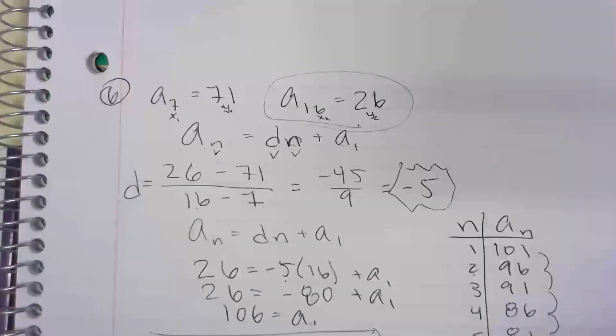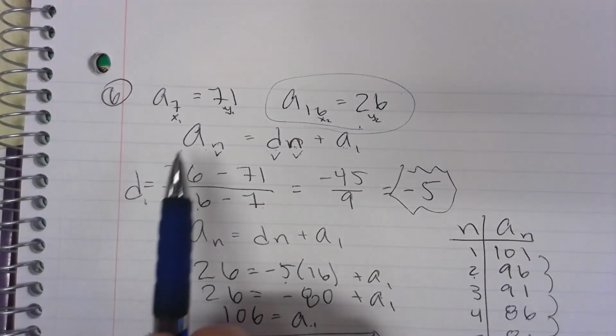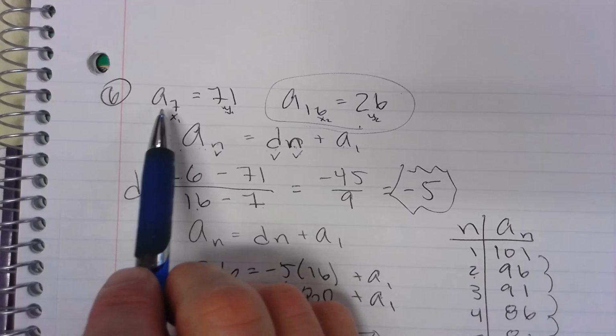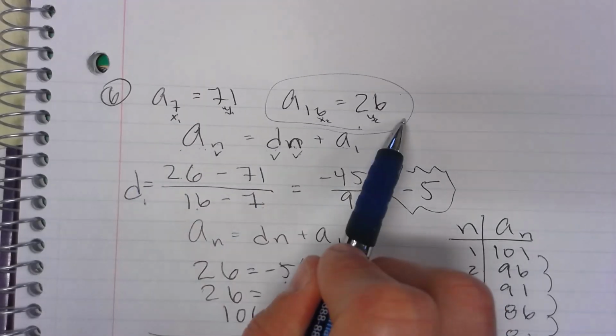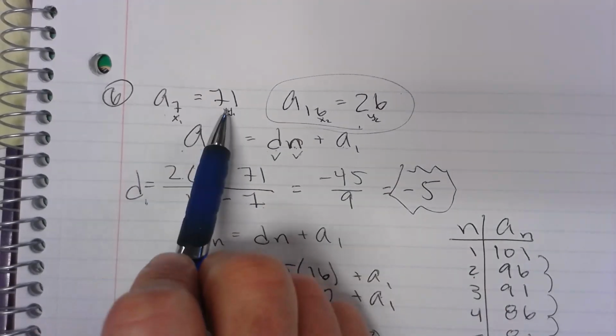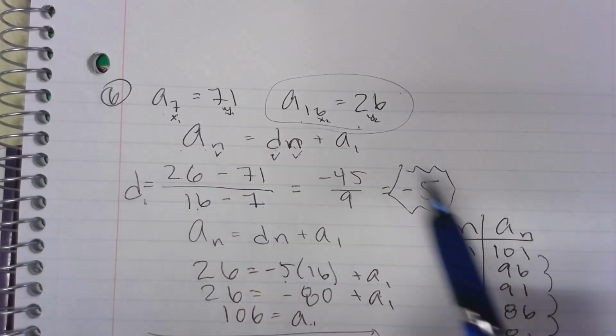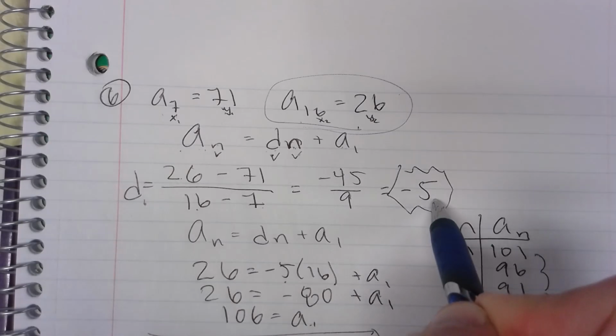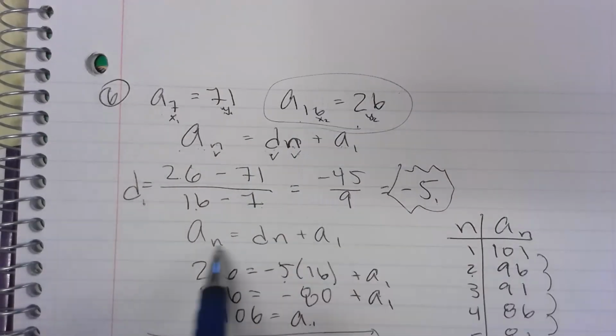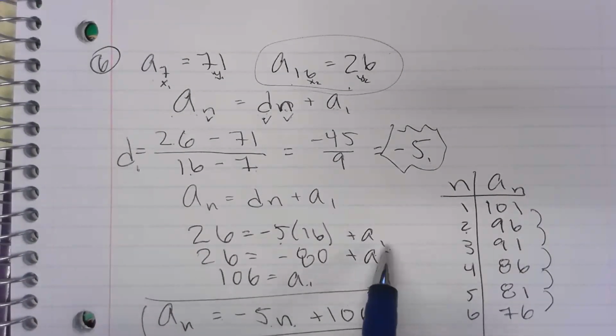Okay, so this method, finding the slope first, we're going to use, and you should write this down, when they give us two independent points. They tell us the 7th term is 71. They tell us the 16th term is 26. They don't tell us the common difference. We find the common difference, and then we choose a point, plug it into our formula to find a sub 1. And I think I'm wrong about this.